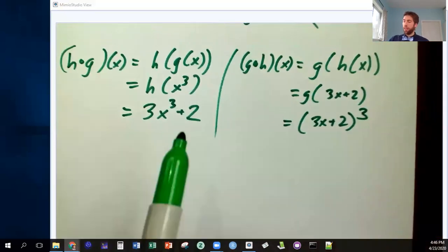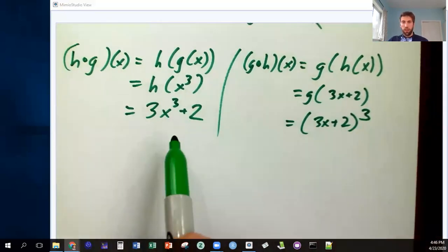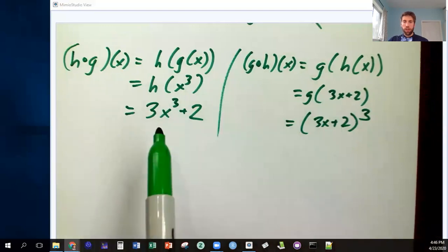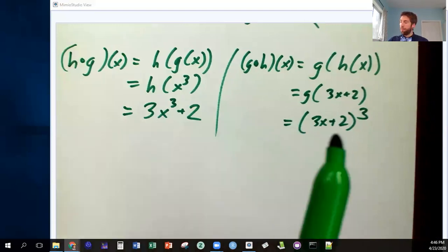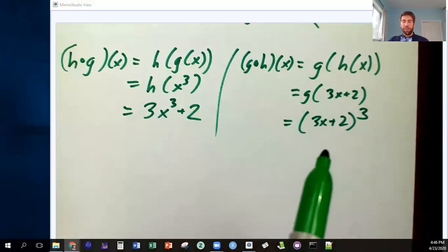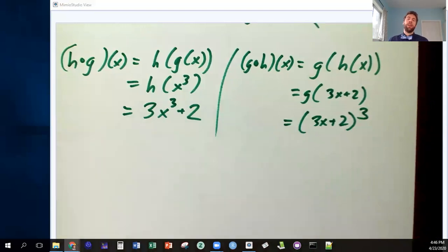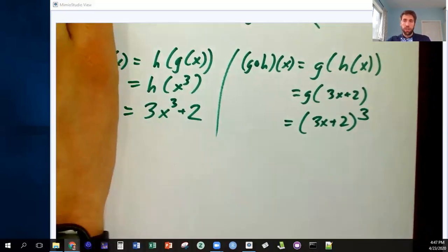Now notice these are not the same, not at all. For instance, plug in 0. Plug in 0 here, you get 0 plus 2, which is 2. Plug in 0 here, you get 2 cubed, which is 8. And it happens for a lot of numbers that they're not the same. So just be careful about the order when you compose functions. You always substitute the inside one first. Okay, so that concludes progress check 620.